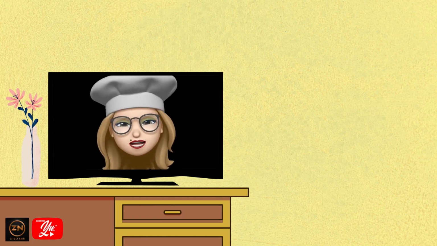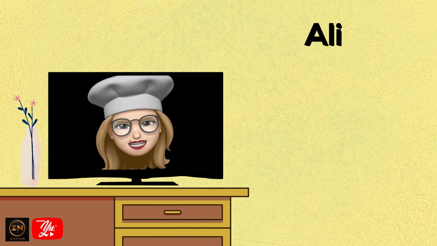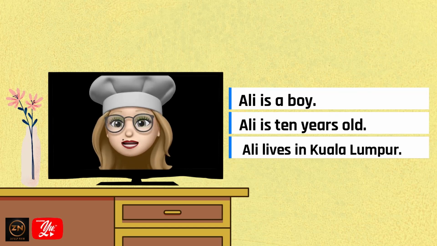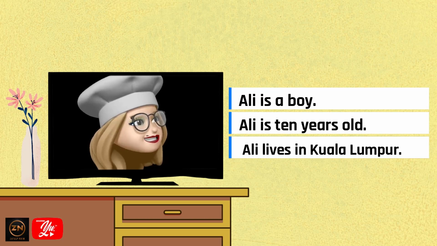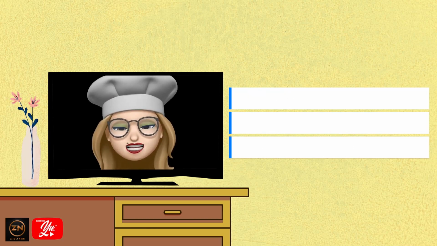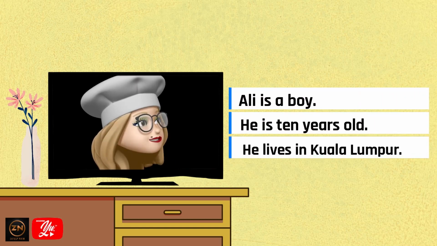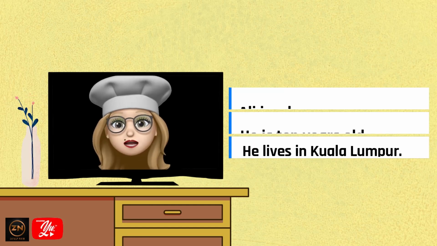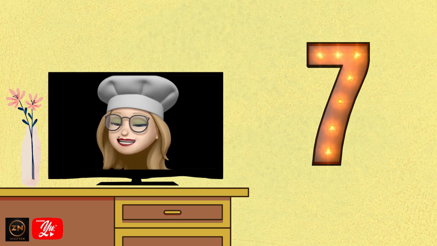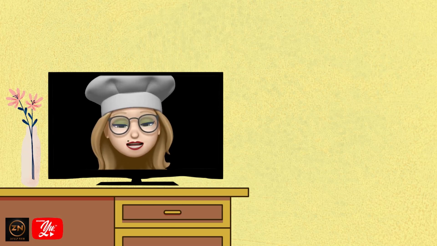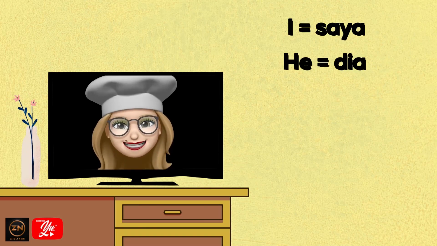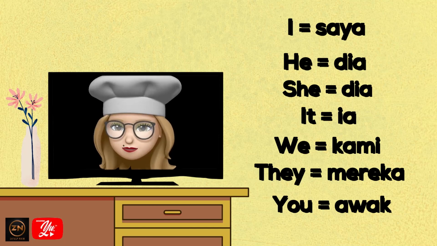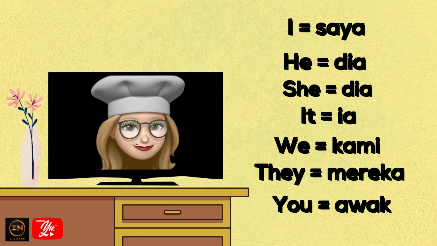For example, if you are talking or writing about Ali, you don't want to say Ali like 100 million times in your sentences. So, instead of writing like this, you can change Ali into this. This one looks much better, don't you think? We have 7 personal pronouns in the English language. There are I, he, she, it, we, they, you. Those look familiar, right?